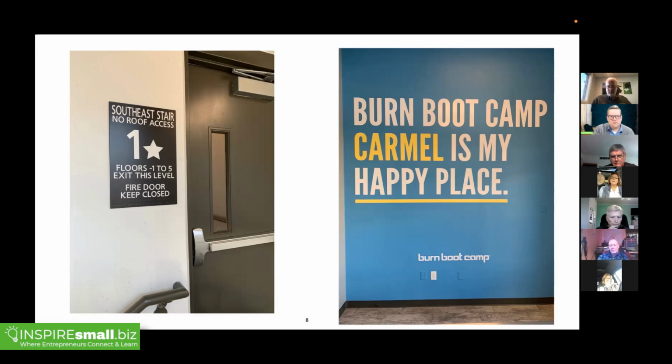The graphic on the right, sorry, is just Burn Boot Camp. They had painted their wall blue. We just put vinyl on top of that. And so that's where you get the blue background with the white and yellow text. But we can do various sizes. That's actually probably an 8-foot wide wall. So it does get pretty sizable.